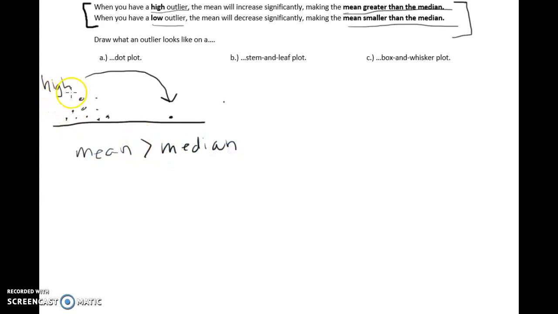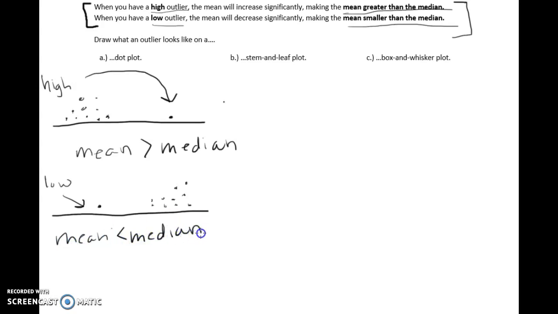And now what would a low outlier look like on a dot plot? Most of your data is going to be over here, but you would have one low point over here. So this is your low outlier, and this would mean that your mean is less than your median because this is going to drag down the mean.